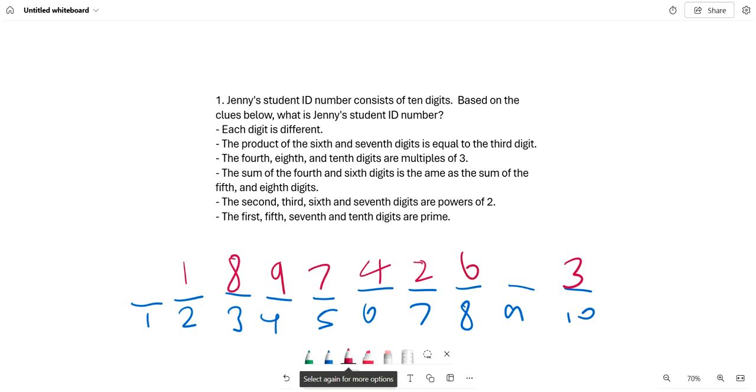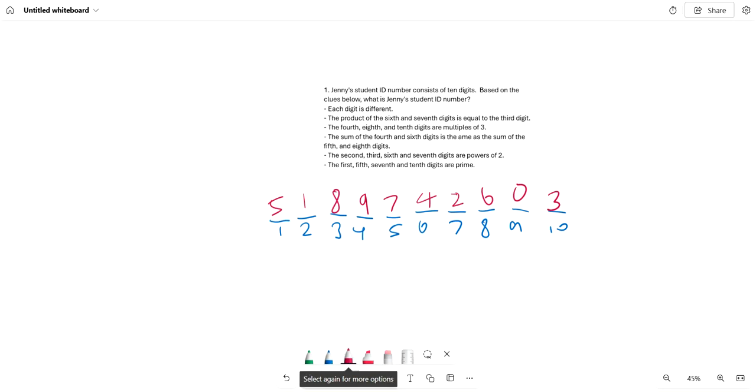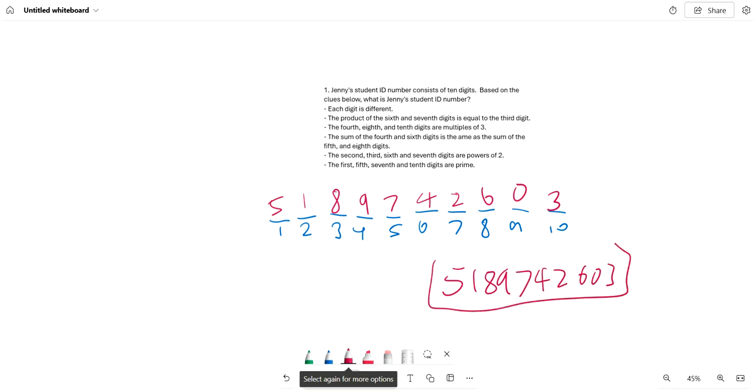So we could just do that. And finally, we know that the first digit is prime, and the only digits left are 0 and 5, and 5 is the one that's prime. So that means it's there, and 0 is there because that's the only digit left. So the answer is just 5, 1, 8, 9, 7, 4, 2, 6, 0, 3. So that's the answer.